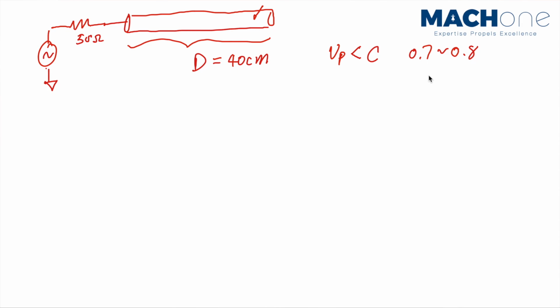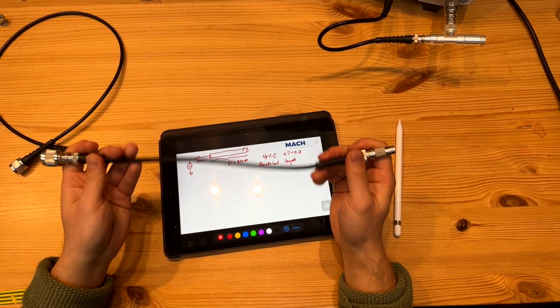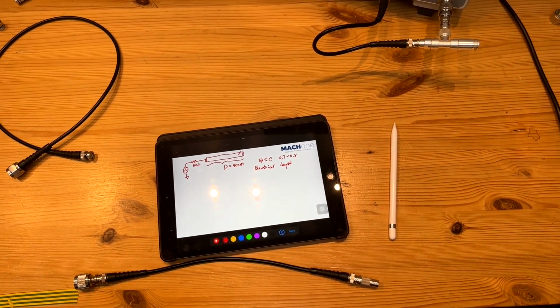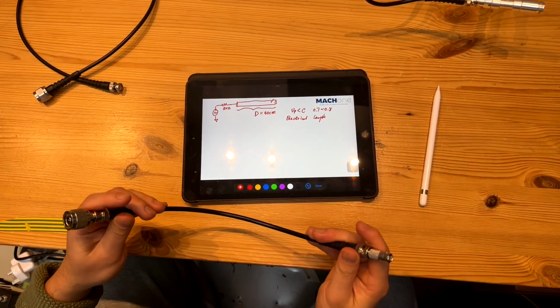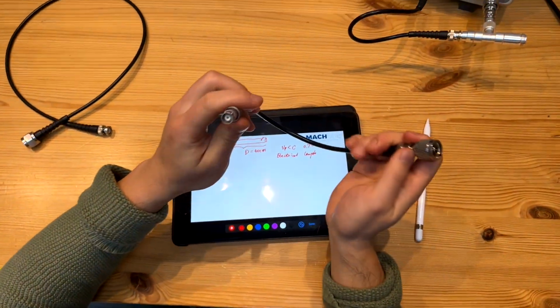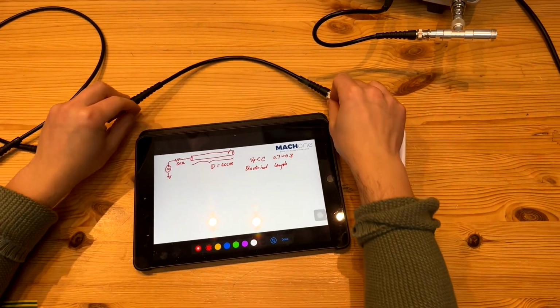Or you can view it from another angle: since my velocity of propagation is slower, my electrical length, there's a term called electrical length, is actually longer than the physical length of the cable. So in this case, the electrical length of this coaxial cable is probably longer than 40 centimeters. It really depends on how you see it. Okay, so let's connect this shorter coaxial cable to the port first. As you can see, we have an open circuit coaxial cable here first.